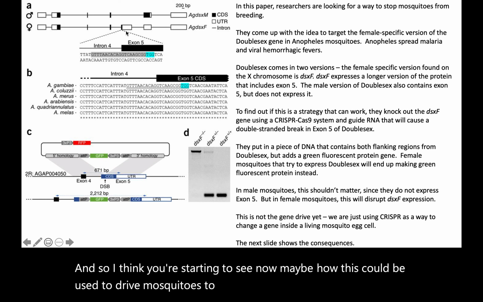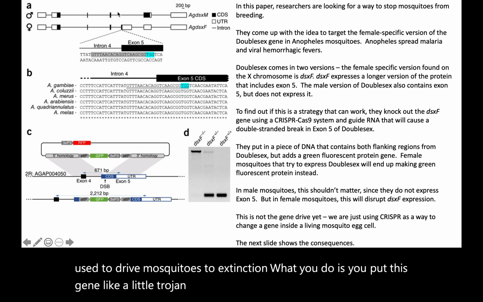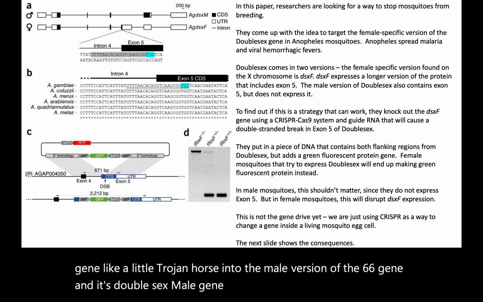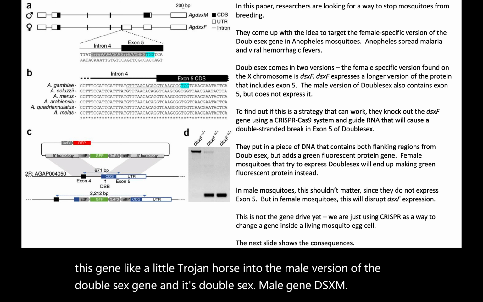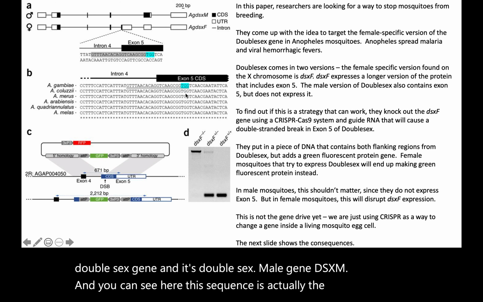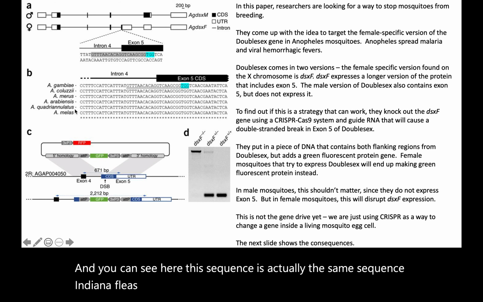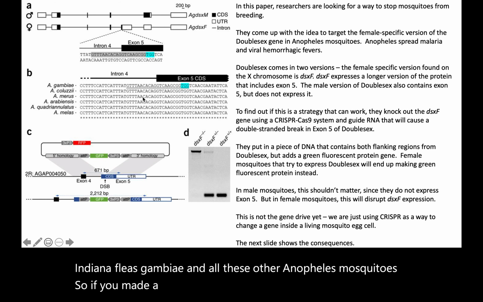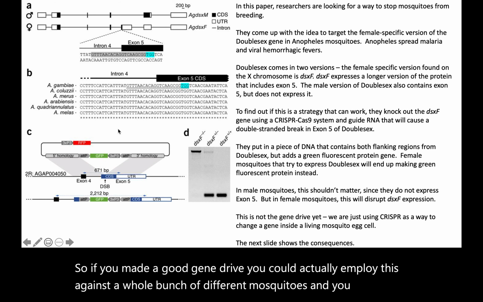What you do is you put this gene, like a little Trojan horse, into the male version of the double-sex gene, the double-sex male gene, DSXM. And you can see here, this sequence is actually the same sequence in Anopheles gambiae and all these other Anopheles mosquitoes. So if you made a good gene drive, you could actually employ this against a whole bunch of different mosquitoes, and you could drive them all to extinction.